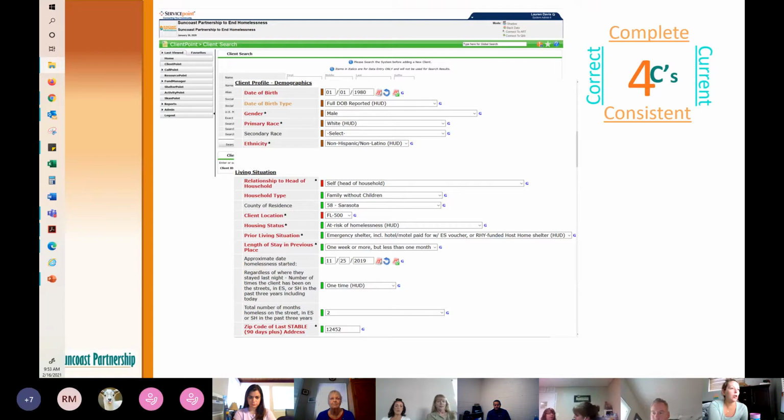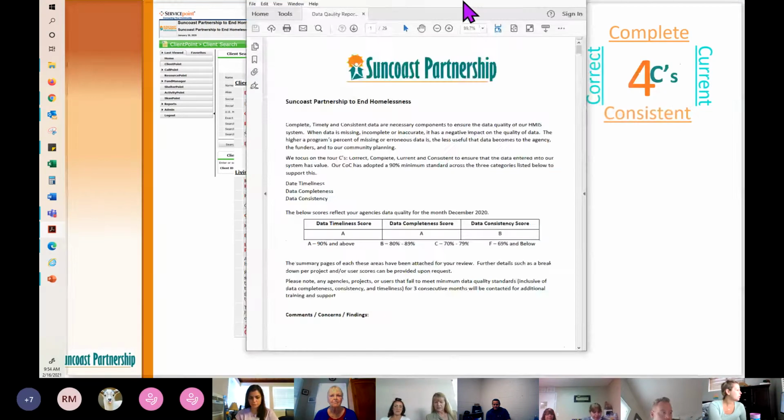I can pull up just so we have an idea of what they look like. I will pull up one of Suncoast Partnership's reports so you guys can see what they look like. If I can find something. Reports, 2021. All right, let's look for Suncoast Partnership. Okay, so here's Suncoast Partnership.